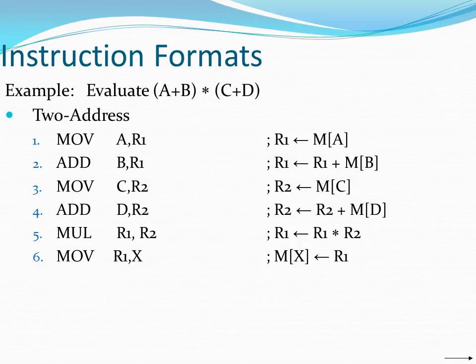The first step: a is transferred to R1, and the contents of b and R1 are added and stored in R1. Here move c comma R2 means the information present in c is transferred to R2. The next instruction is add d comma R2, meaning the contents present in d and R2 are added and the result is stored in R2. Now the multiplication is performed between R1 and R2 and the result is stored in R1. The result is again stored into x. So that is the execution of our example by using two-address instructions.